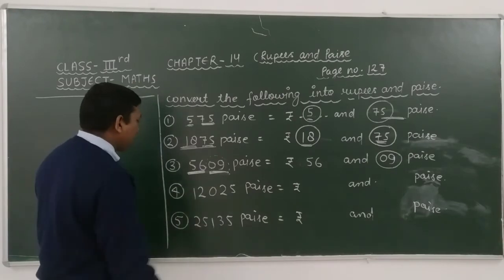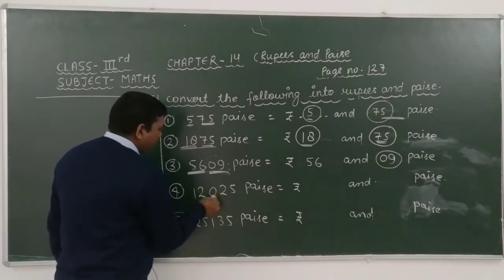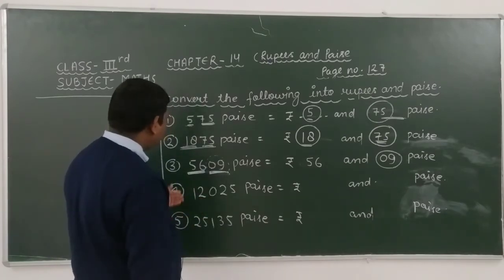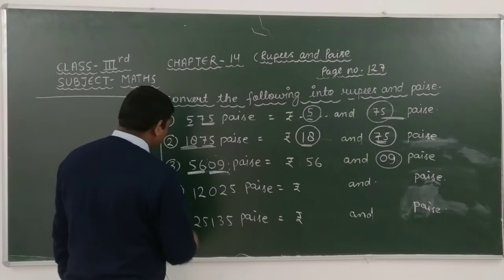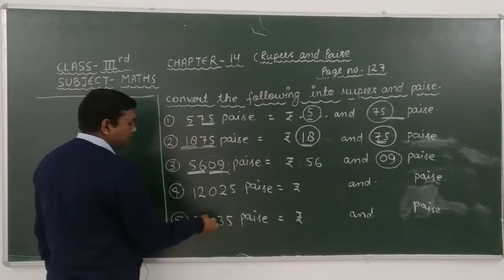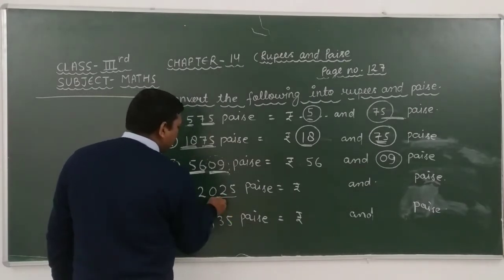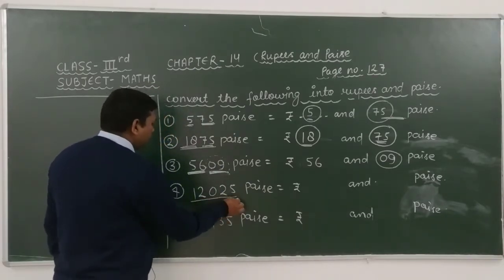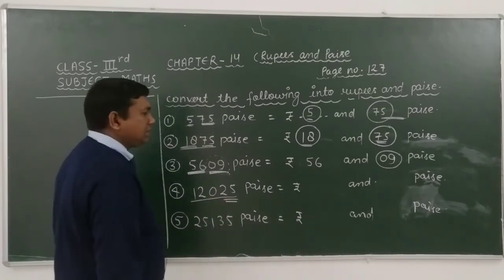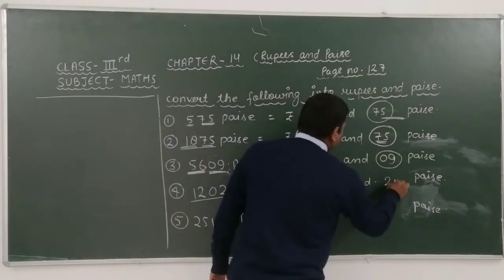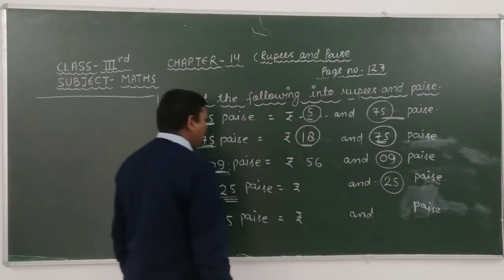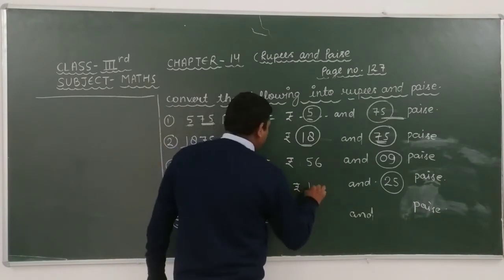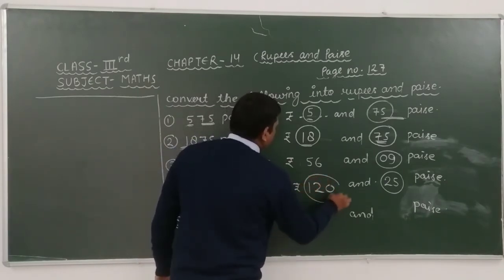Okay students, similarly we can solve question number 4 and 5. Look here, we get a 5-digit number, it means that we have to take the last 2 digits in paise, therefore we can write 25 here, and the rest 3-digit number we can write in rupees, it means that here we can write 120.